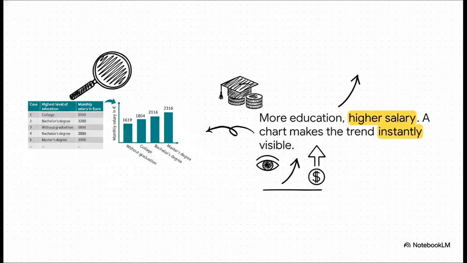And this is not a one-off trick, not at all. Look at this. On the left, a table showing education level and salary. Sure, you can scan the numbers, but the bar chart on the right makes the trend impossible to miss. In a split second, you see it. As education goes up, so does salary. The chart turns data into actual information you can use.